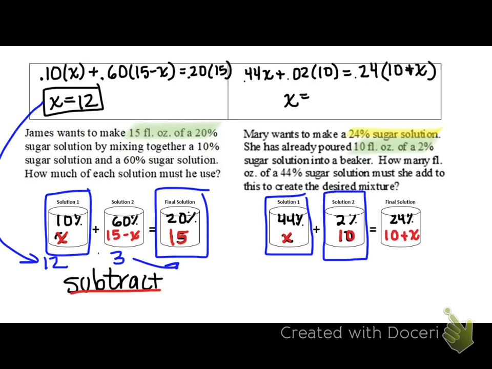What'd you guys get? I got 11. How many of you guys got 11? Okay, good. So we need 11 fluid ounces. Then if we had 11 ounces at 44% and 10 ounces at 2%, we're going to get a 24% solution. So that's how we want to be able to identify these and clarify what we're looking at for each specific different type.